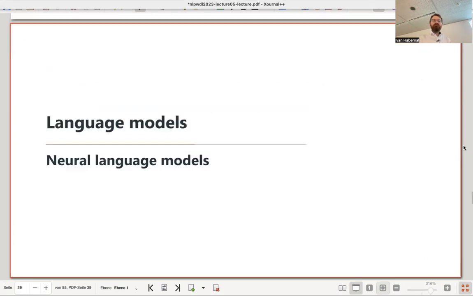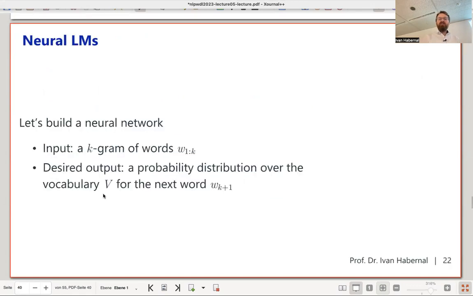So of course we have neural language models, and the idea is the same. How do we build a neural language model? Again, the task is to predict the probability of the next word given the previous words. Okay, so we want to predict probabilities.